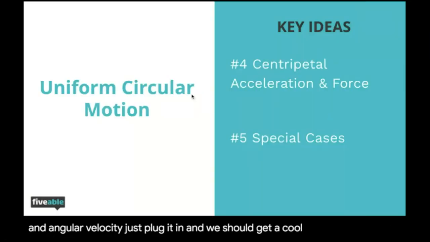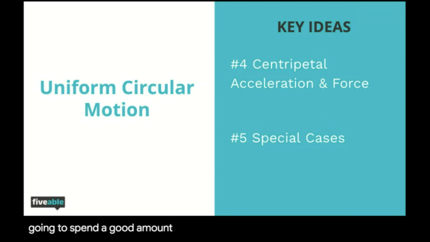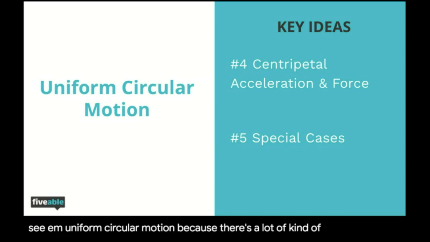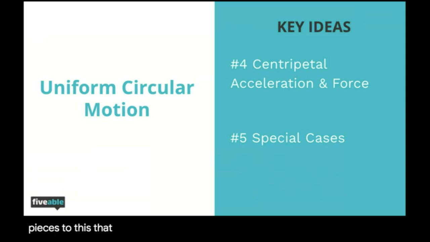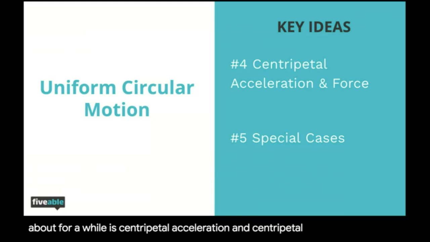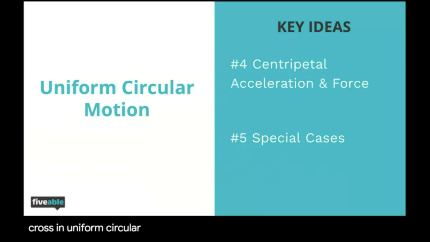Cool. Okay, so we are going to spend a good amount of the next part of the Cram talking about UCM, uniform circular motion, because there's a lot of nitty-gritty pieces to this that I want to make sure we talk about so you're in good shape for the test. So two key ideas. The first thing we're going to talk about for a while is centripetal acceleration and centripetal force. Then we are going to talk about a couple of special cases that we come across in uniform circular motion so that when you come across something like it, you know the tricks and the tips that go with it.